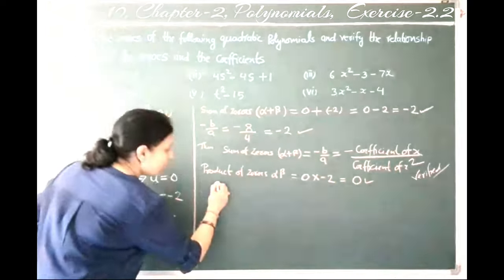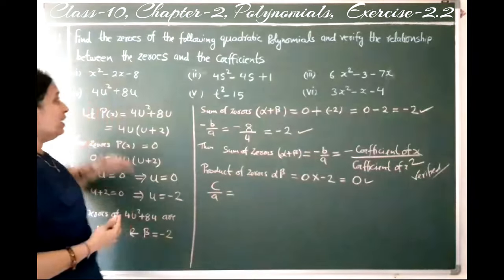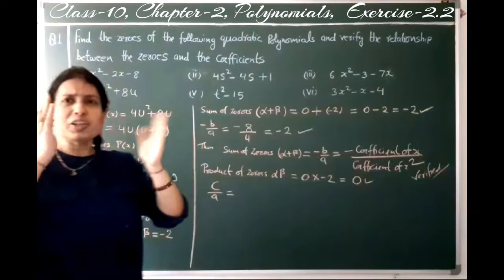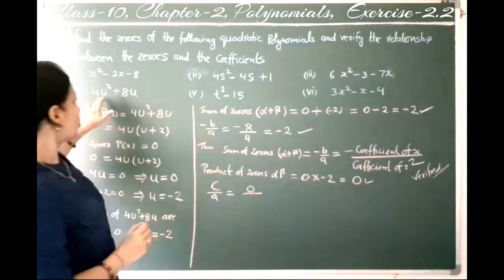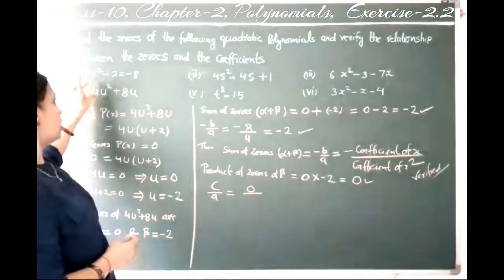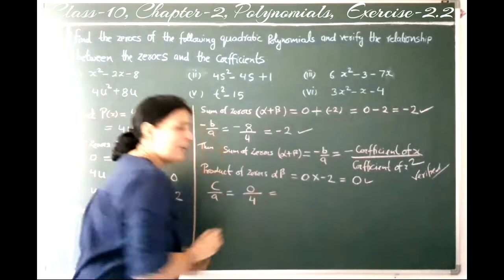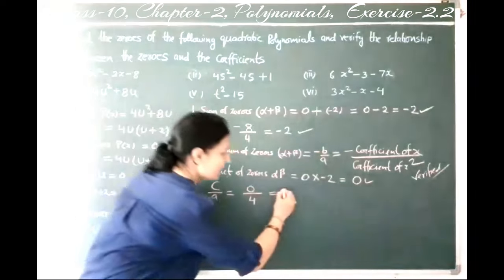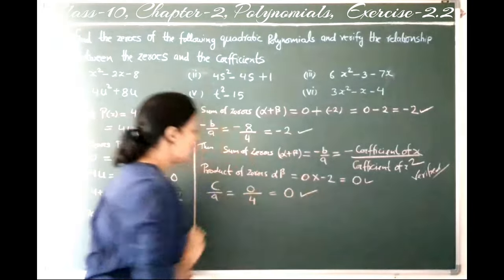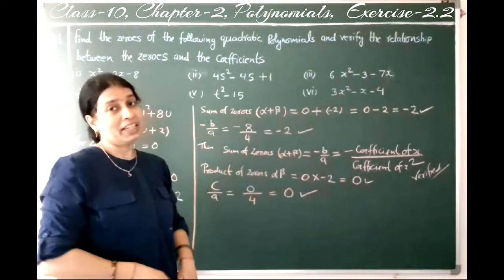Now we have to find out C by A. Here C is not given, that means C is equal to 0. So write here 0. And A is the coefficient of x square, that is, here it is 4. So write here 4. When we divide 0 by 4, we get 0. So write here 0. Now we have alpha beta is equal to 0 and C by A is also 0.